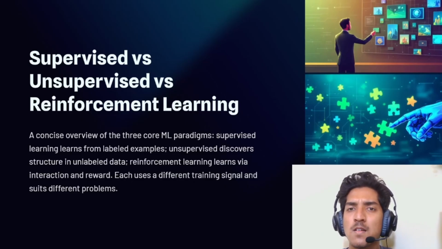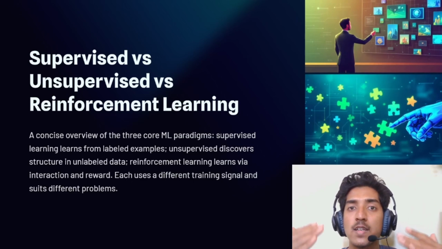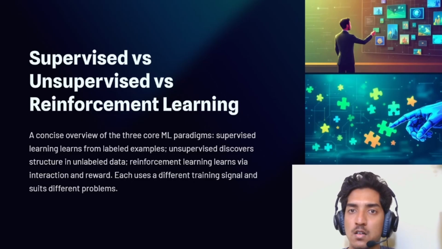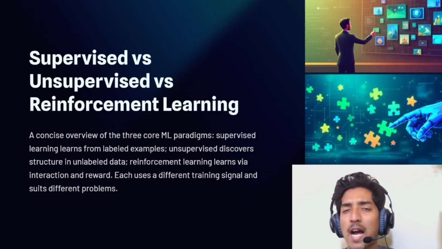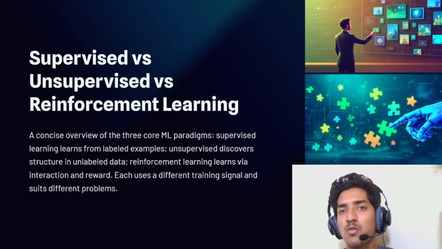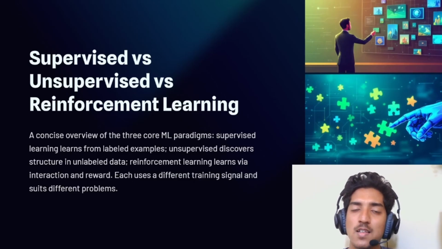Unlabeled data means there is no name given for the data, right? It is some kind of random data given to the model. The model should automatically give the output for any kind of input. So this type of learning is called unsupervised learning.